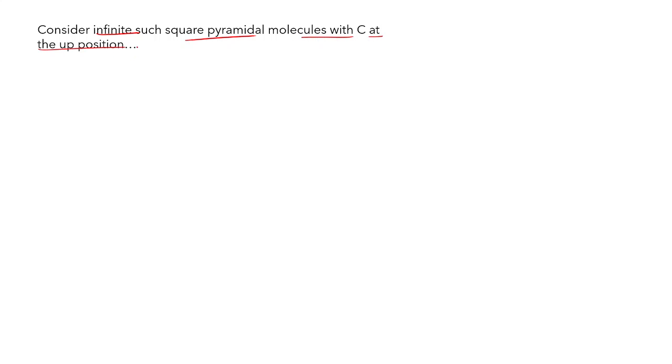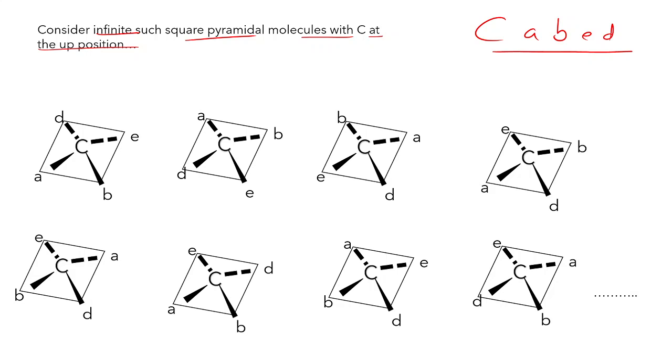I will explain in a different way also, and this kind of logic I have been using in my other videos also, using the principle of superimposition. Suppose you have infinite such square pyramidal molecules with C at the up position. So you have infinite molecules of this kind, the structure will remain the same. You will have C, A, B, E, D. The geometry will also be the same, square pyramidal, but you can arrange A, B, E, D in many different ways. So suppose you have these kind of infinite molecules, and then you start checking how many different kinds of molecules are possible here.